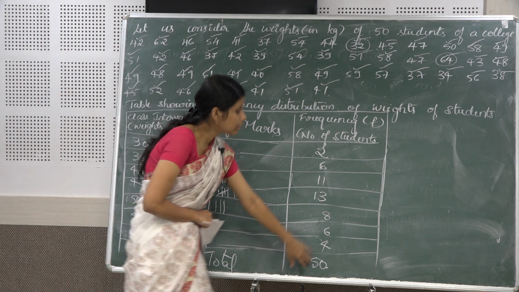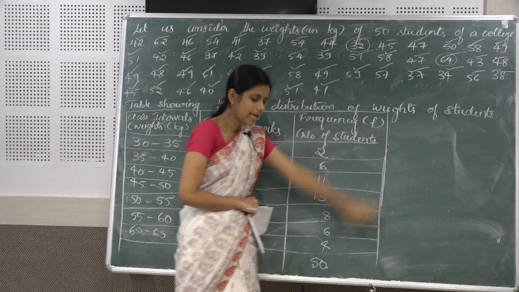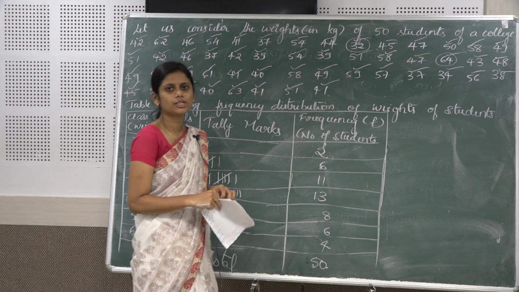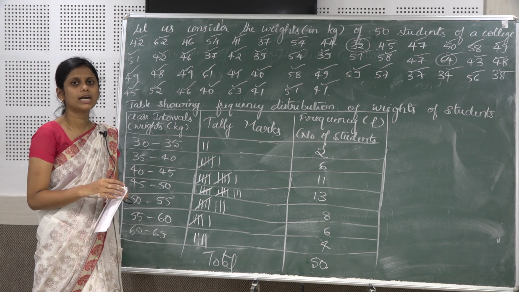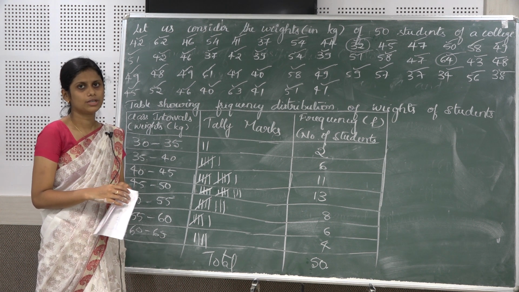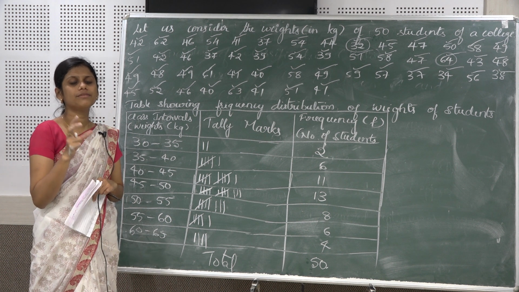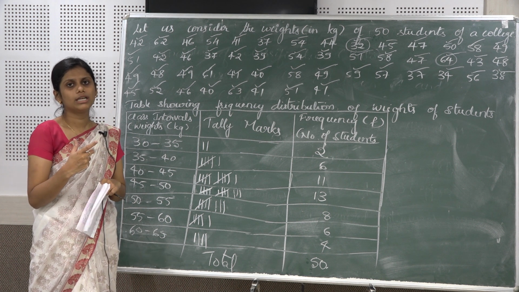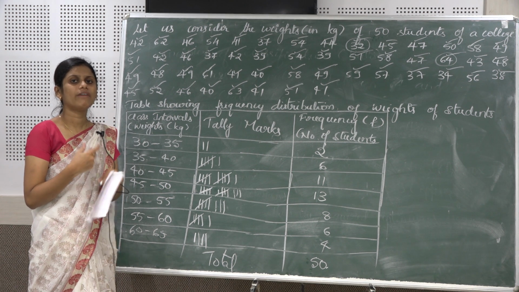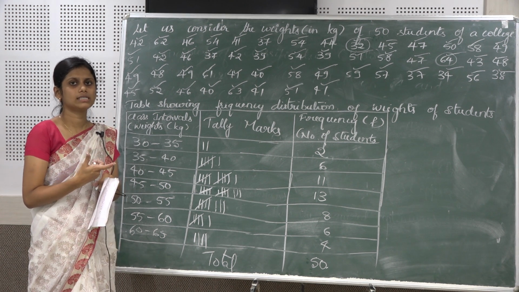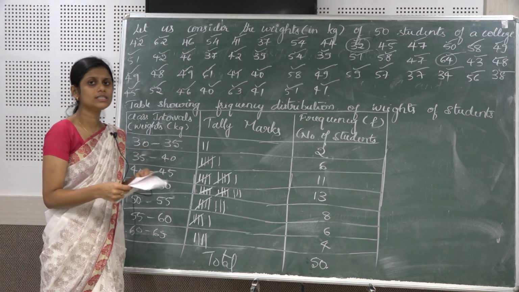That means it should tally with the number of students given. Here the number of students is 50 as well as the total of this frequency distribution is also 50. So like this you are going to frame the continuous frequency distribution. First of all you should know how many classes you are going to frame and what is the width of the class. You can find out the number of classes according to Sturges' rule, and then you have to find out the width of the class.